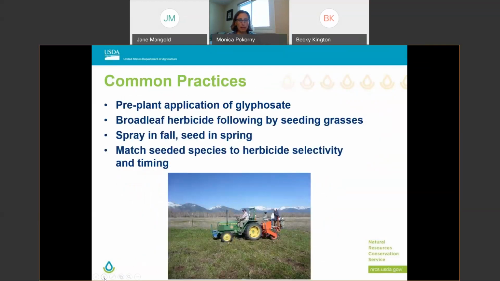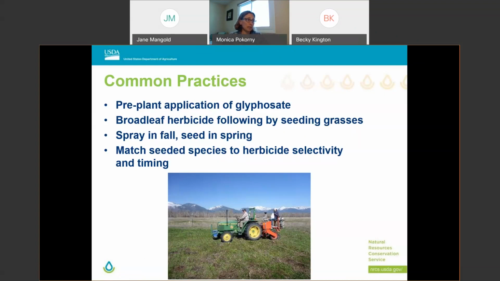So some common practices that we use for herbicides and revegetation programs are we would use a pre-plant application of glyphosate. So that's really common. We might use a couple applications of glyphosate too. So really try to get the weeds out of the ground, spray the actively growing vegetation, allow them to regerminate, and then treat them again before you do put your seed into the ground.